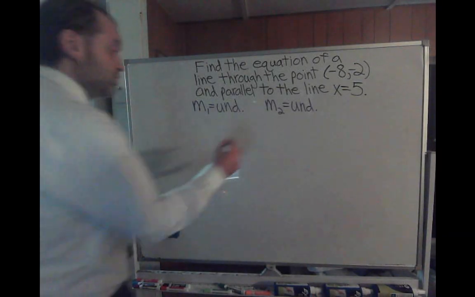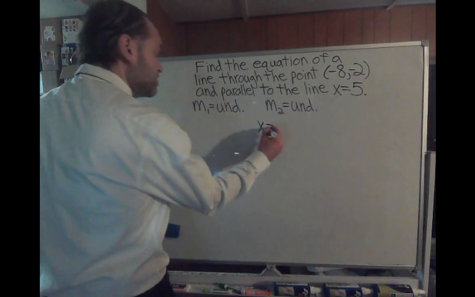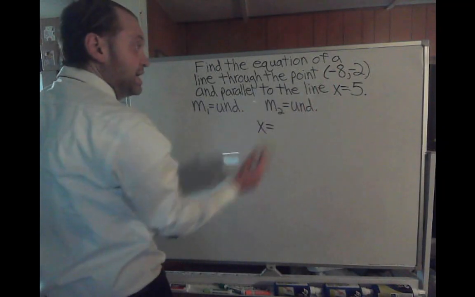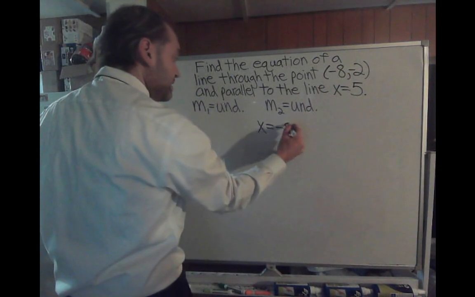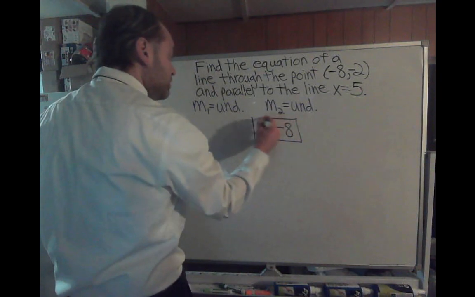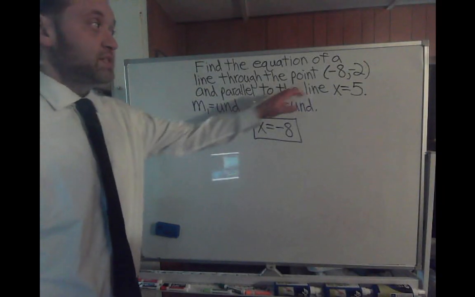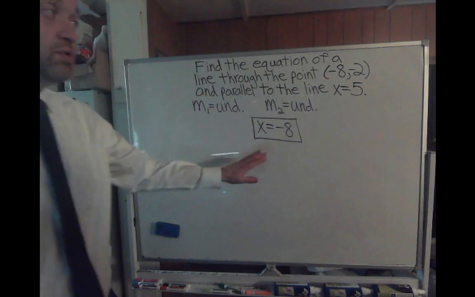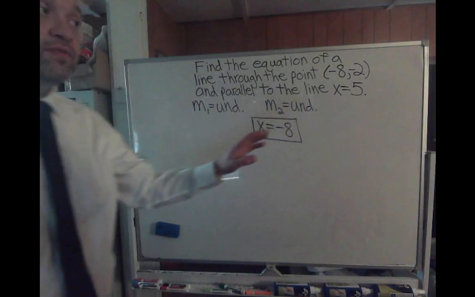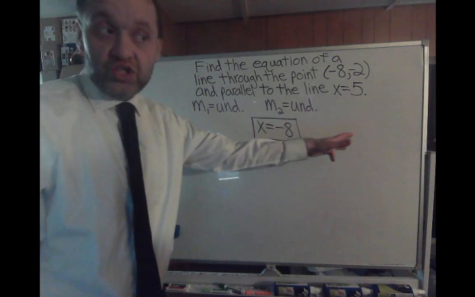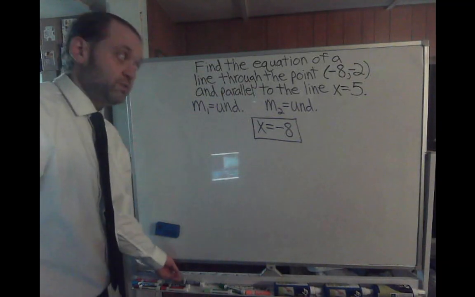So now we're just going to take x, set it equal to the x coordinate of the point this passes through, which would be -8. So you would get the equation x equals -8 for that line that passes through the point -8, -2, and is parallel to x equals 5. And if you graph these two lines, you would find they are in fact parallel to each other.